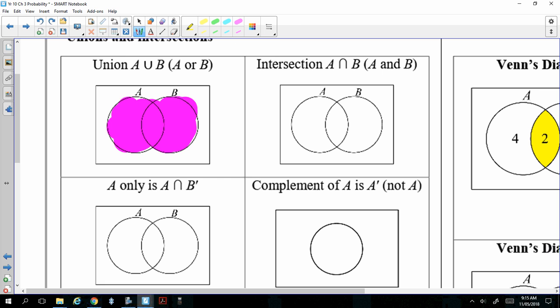A intersect B will be the one in the middle. Why does it go like this? Okay, anyway. Alright, A intersect B means has to be A and B.